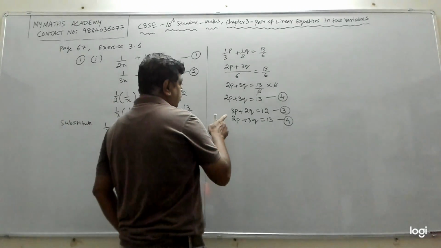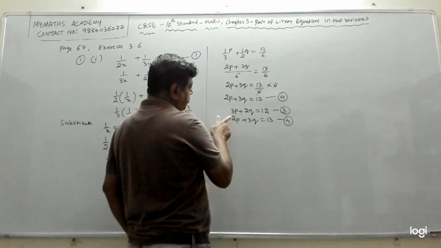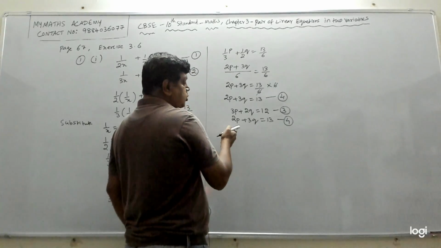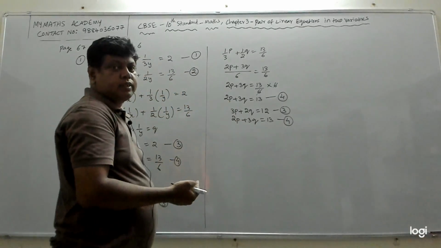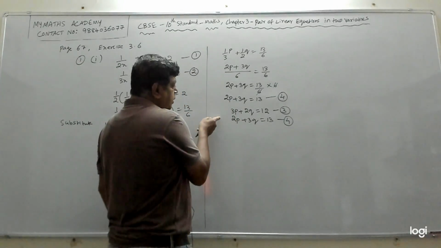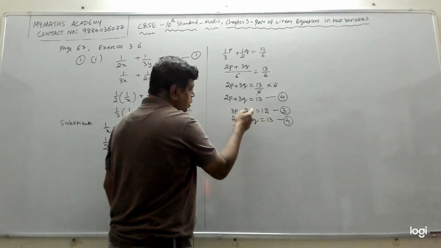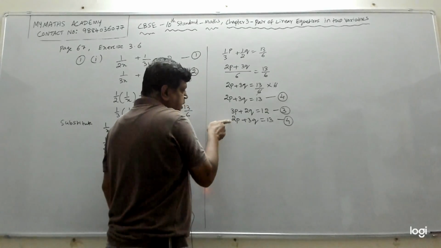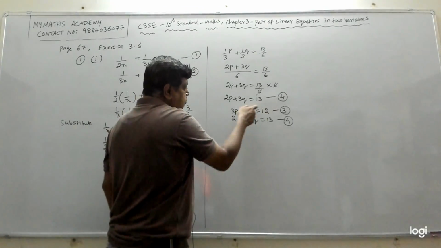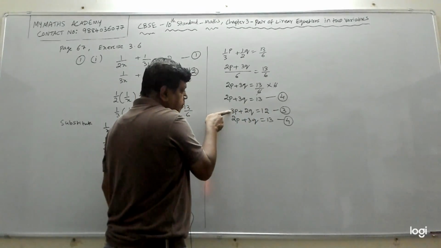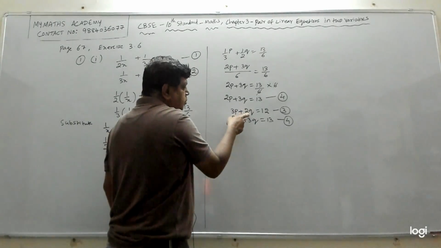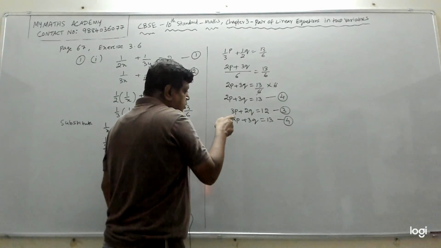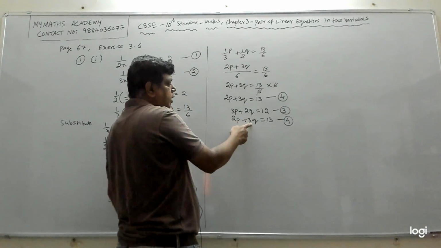Now we will check whether the coefficient of p is the same. No. At least the coefficient of q is the same? No. 2 and 3 are not the same. So we should make one of the coefficients the same. We'll multiply the third equation fully by 2, and the fourth equation fully by 3. If I multiply the third by 2, the first term will become 6p, this will become 4q, this will become 24. Then if I multiply the fourth by 3, this will also become 6p, and this will become 9q and 39.